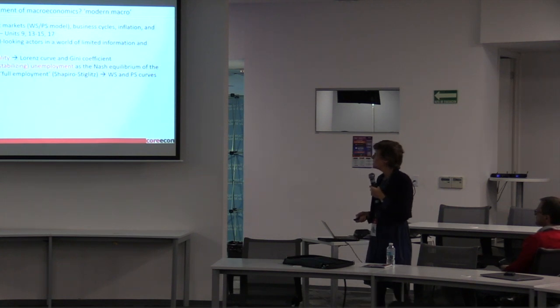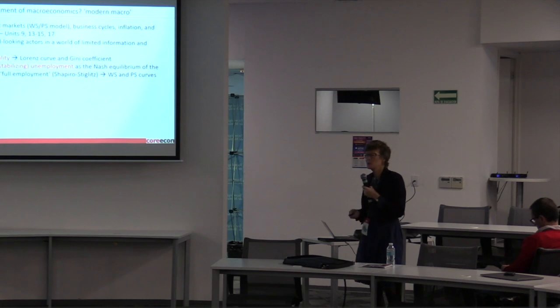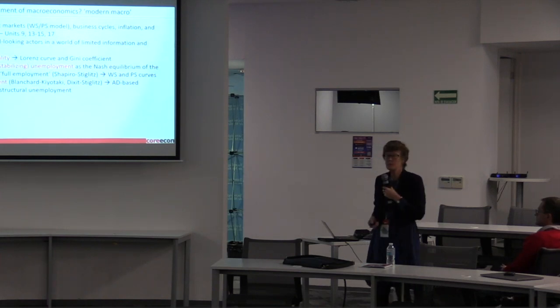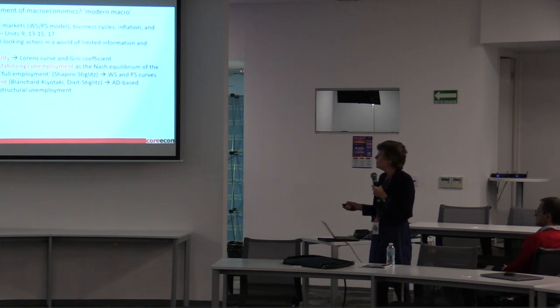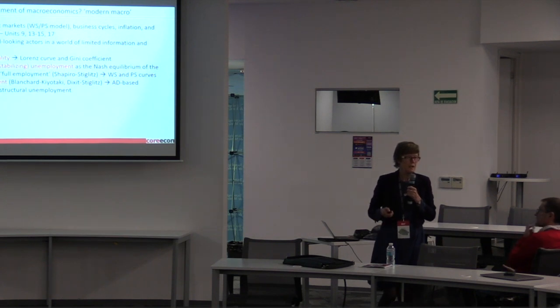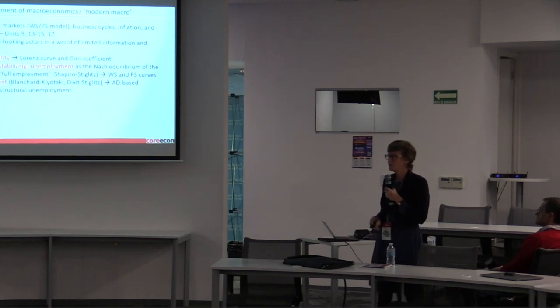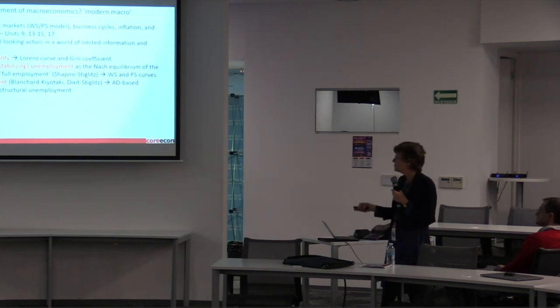The inflation-stabilizing unemployment is the Nash equilibrium of the labor and product market. We don't ever have full employment, so this is very much a Shapiro-Stiglitz approach, using wage and price setting curves. Cyclical unemployment is Blanchard-Kiyotaki plus Stiglitz. We have aggregate demand-based fluctuations around structural unemployment. So it's, again, the way that if you go to a central bank and ask them how they think about how the world works, then this is pretty much what they'll tell you.